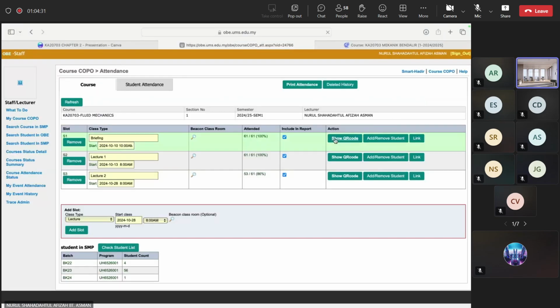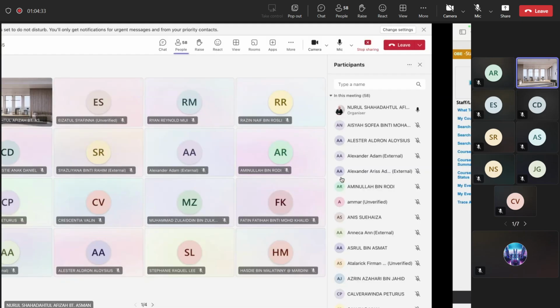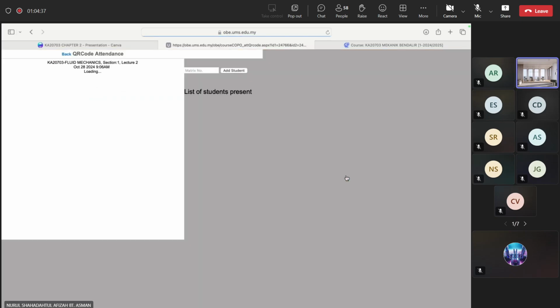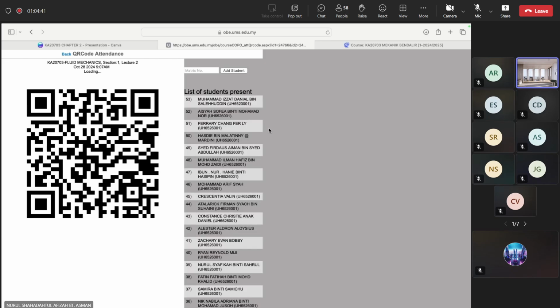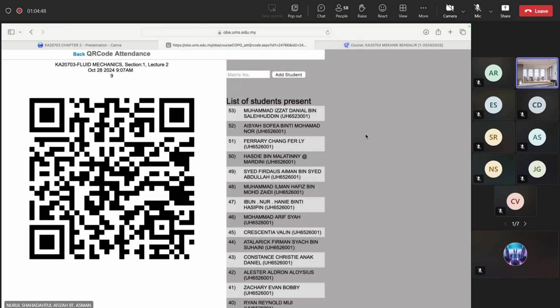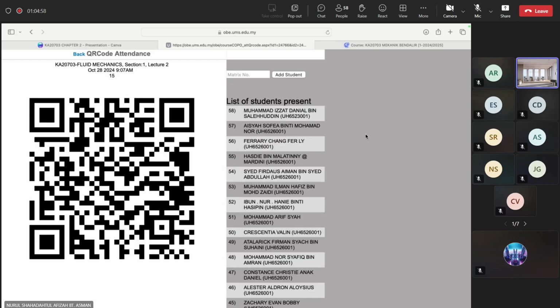About the attendance, I think there are 58 of you. And some of you haven't scanned for the attendance. For those who haven't scanned, please scan for the attendance. Okay, 58.